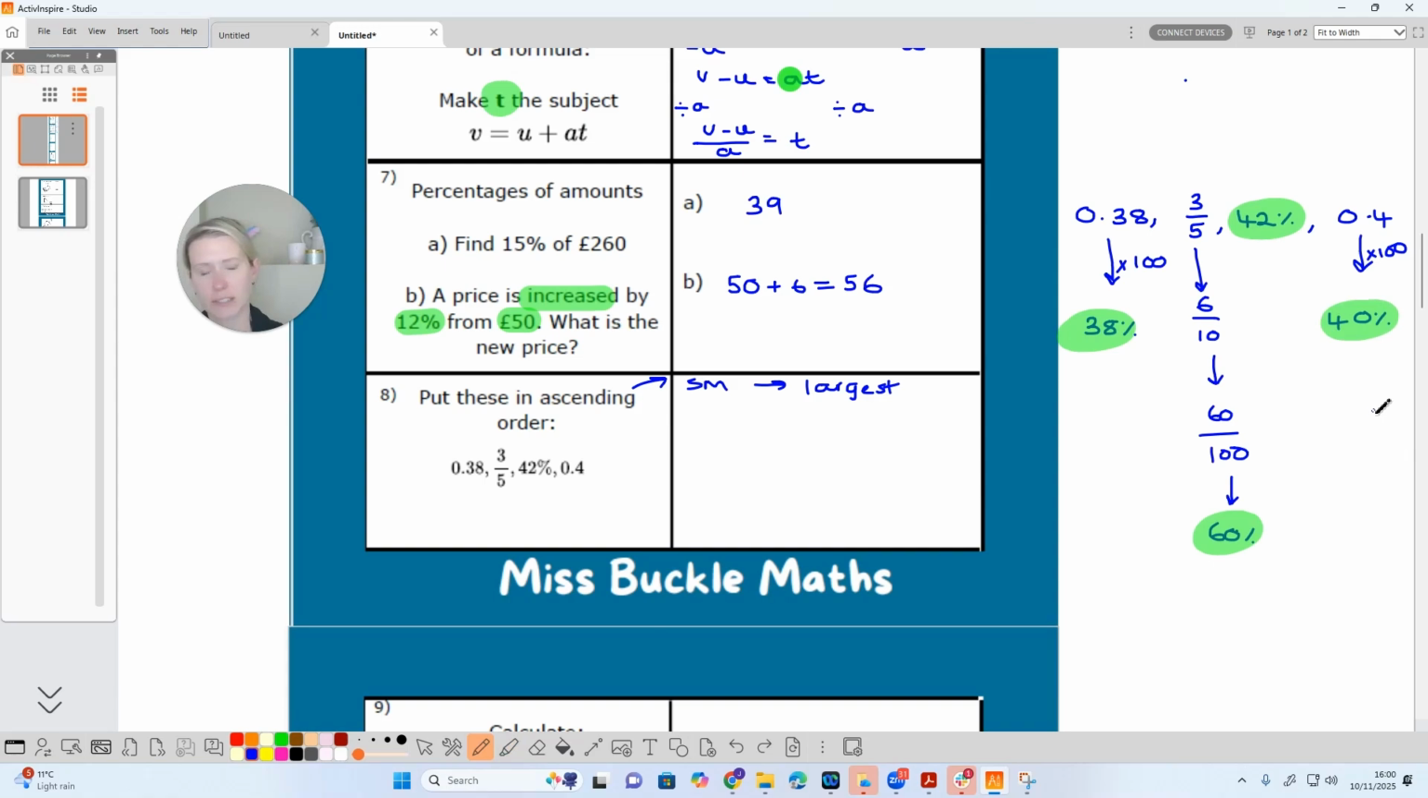So we write it in ascending order. My smallest is 38%, but I can't write 38%. I've got to write the original value that was given, which was 0.38. Then it's going to be 0.4, 40%, 42%, followed by my 60%. But once again, we don't write the 60%. We have to write it as 3/5.